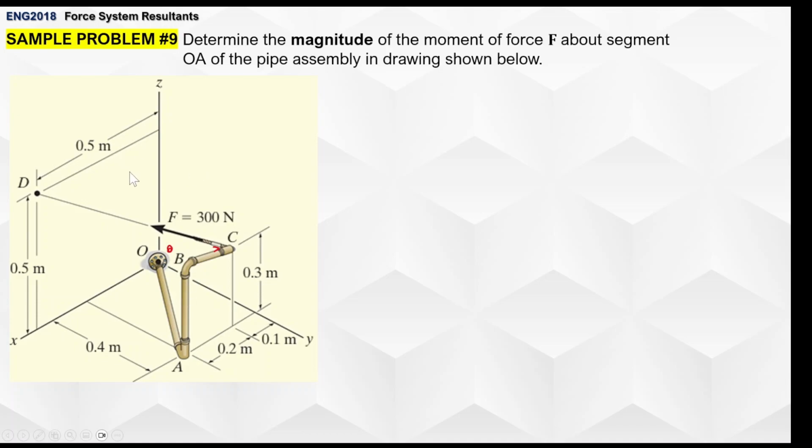So let's solve another problem here. For sample problem number 9, we're asked to determine the magnitude of the moment of force F about the segment OA. So in this case, OA here. This is O, our point of origin here, and the whole axis OA here. So this is our axis of rotation, so we rotate about that, of the pipe assembly in the drawing shown below. So how do we proceed?